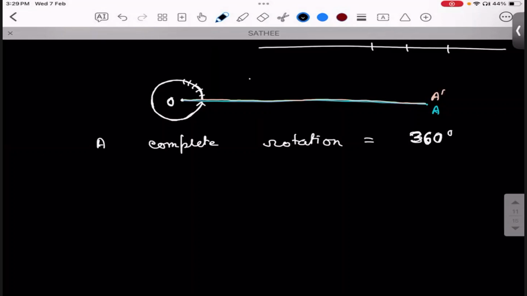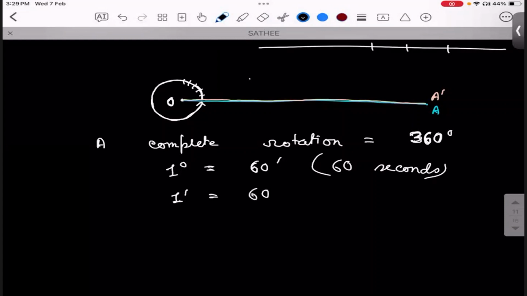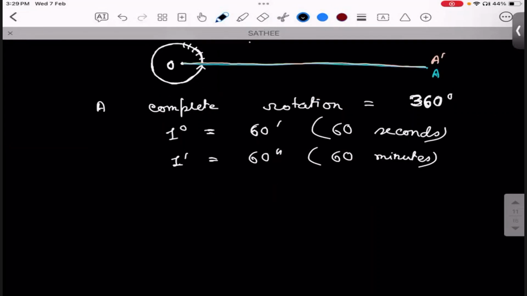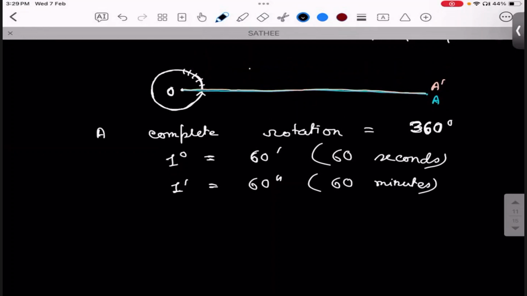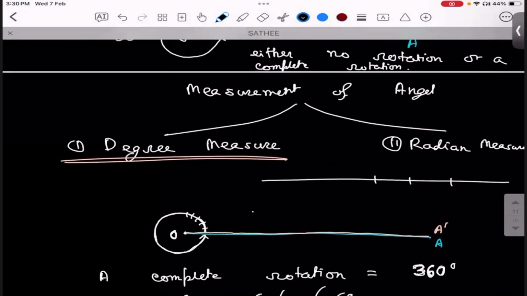Okay, now if I divide 1 degree into 60 parts, then each part is called a minute. So 1 degree equals 60 minutes, and 1 minute stands for 60 seconds. So with the help of degree, minute and second, we can measure an angle between two sides, the initial ray and the terminal ray. Okay, so this is one kind of measurement.